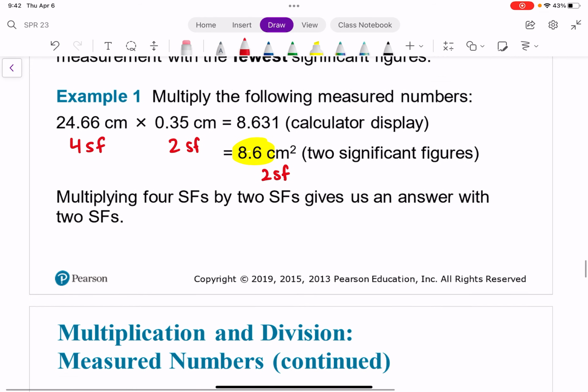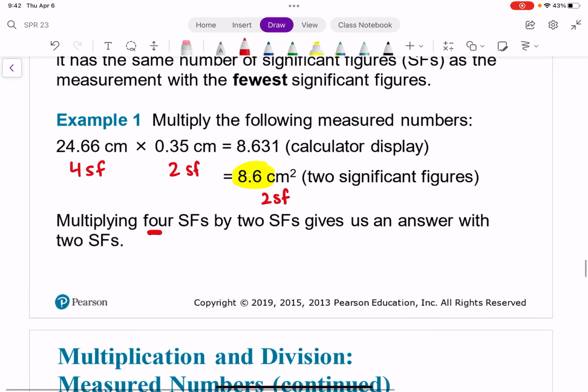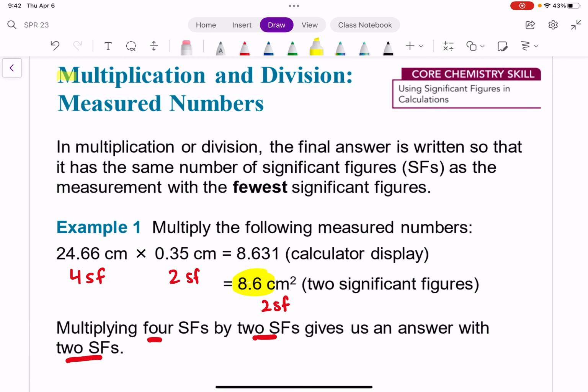Okay, I like the way they say that too. Multiplying 4 sig figs by 2 sig figs gives us an answer with 2 sig figs. Take the lowest number. So that's when you're multiplying or dividing. Okay, the rules are different for adding and subtracting.